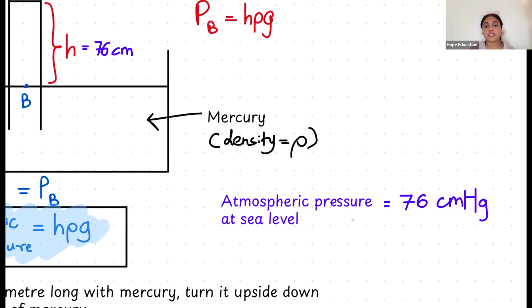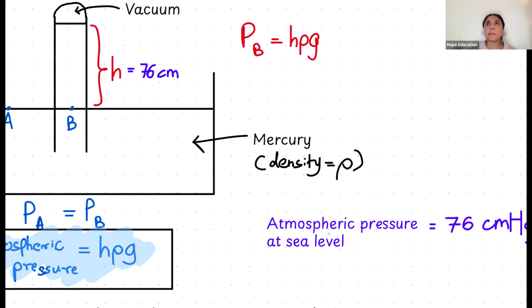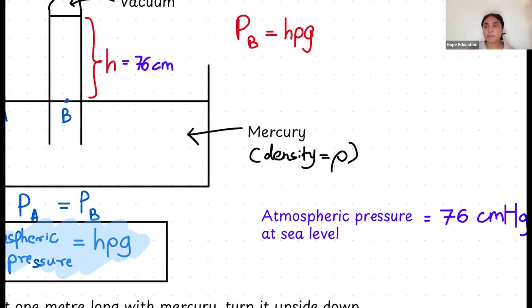Or you can just use the equation. Height 76 centimeters, you have to convert it to meters. Density 13,600 kg m minus 3. G gravitational acceleration is 10. You can calculate and you can get the value in Pascal as well. But this is a simpler way, right? If you go to like Mount Everest, it would be around 20 something centimeter Hg. We call it mercury centimeters. Okay. So that is one point when it comes to mercury barometer, right?